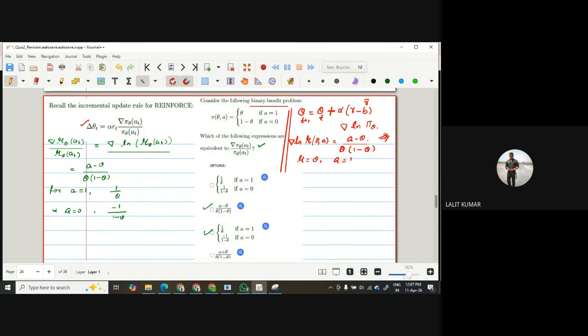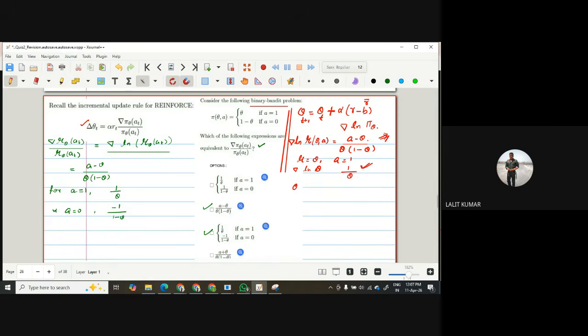In this case, what will be the gradient of ln of pi theta? This will be 1 by theta. And if you put a equal to 1 here, the 1 minus theta cancels, and 1 over theta is the correct answer.